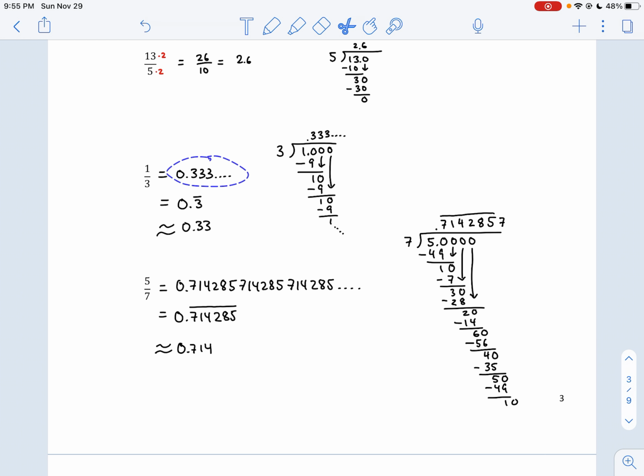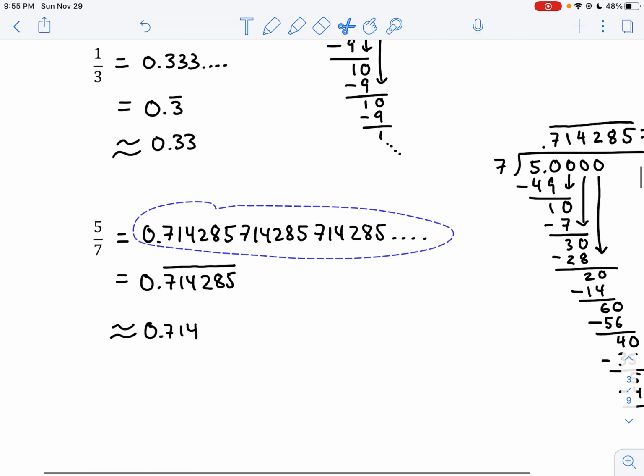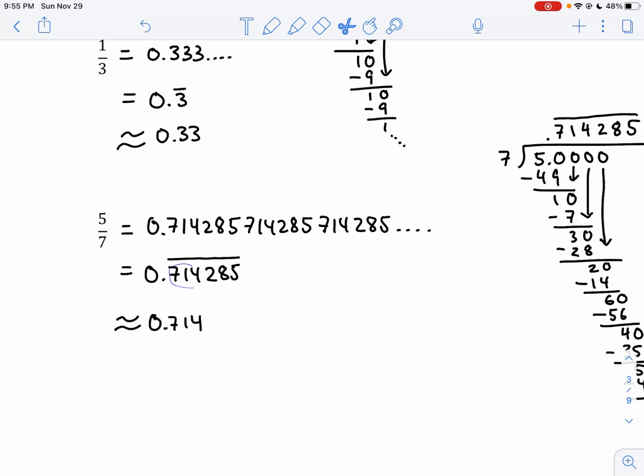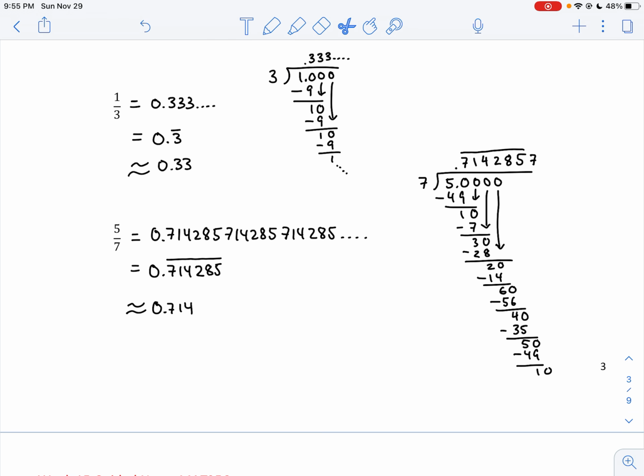But these other two cases, we say these were non-terminating decimals. So 0.3 repeated forever and did not terminate. It did not become just zeros forever. So the 3's kept going, and the part that repeated was just the 3. In the case of 5/7, again, we had a non-terminating decimal. We had a forever repeating sequence of digits, and that was the 714285. That repeated forever.